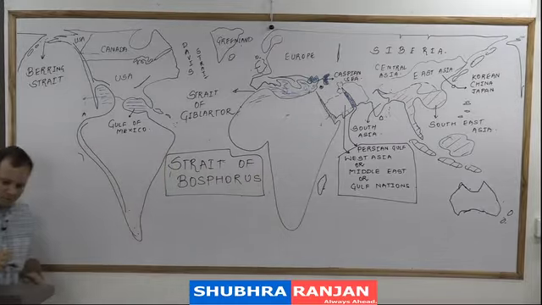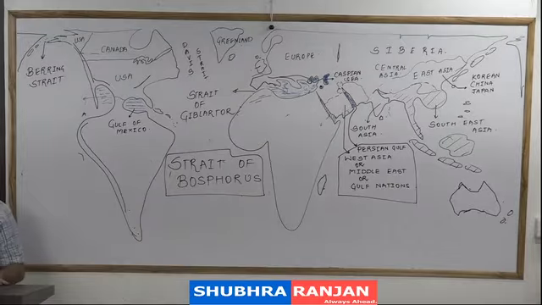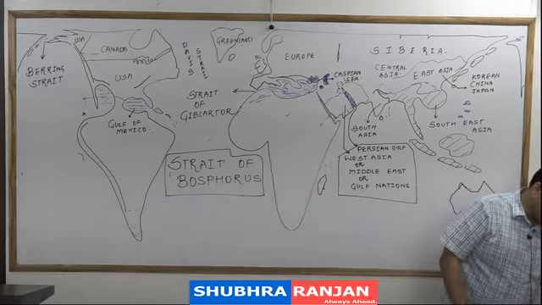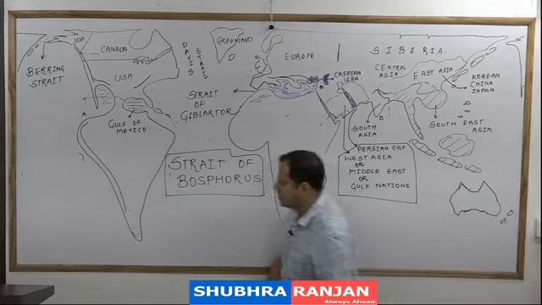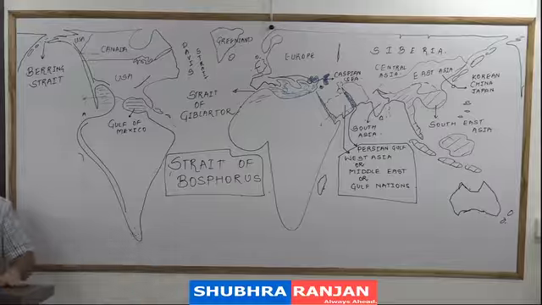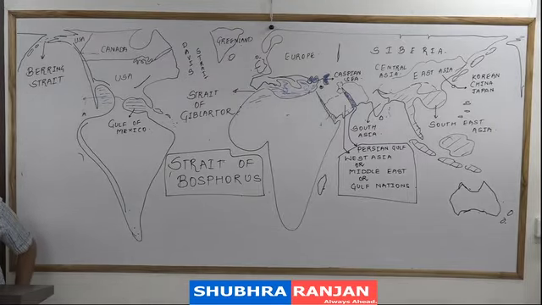The Strait of Bosphorus. The Strait of Bosphorus separates European Turkey from Asian Turkey.